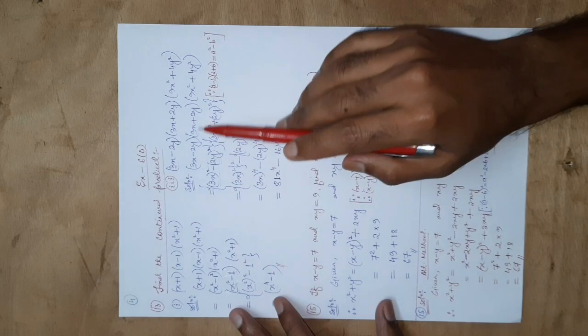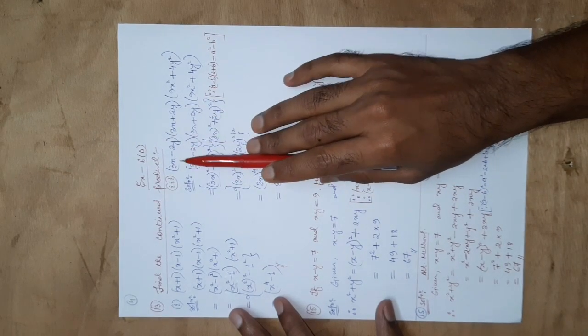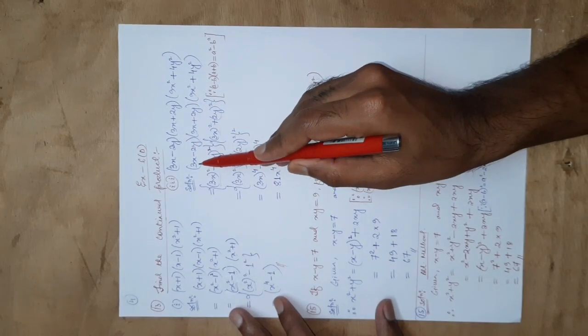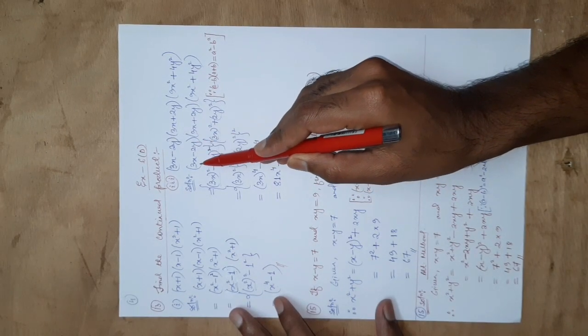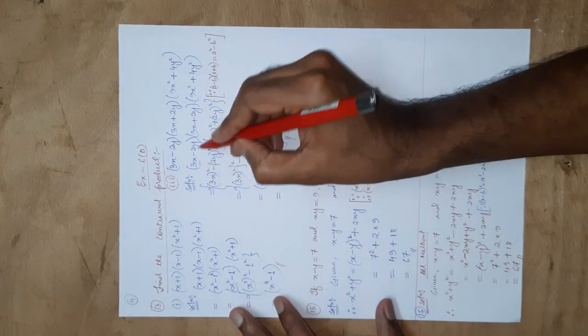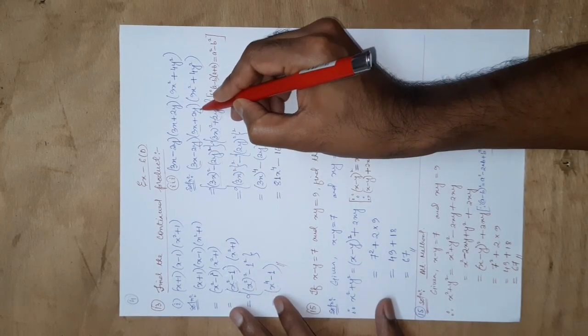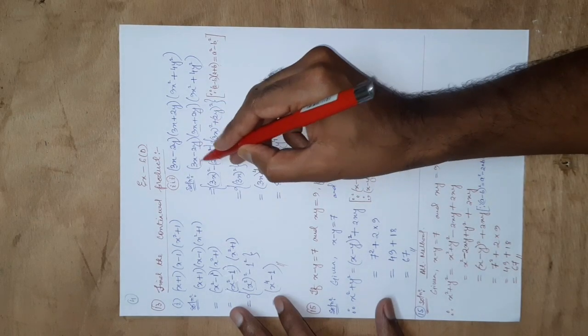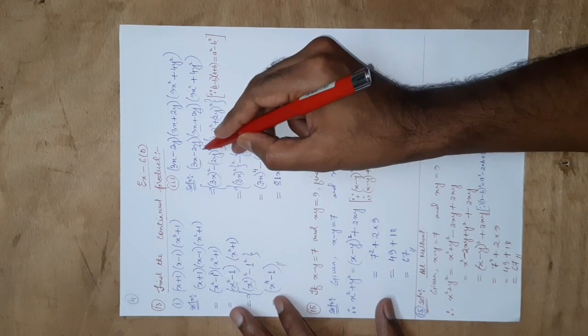If you see the first 2, 3x minus 2y and 3x plus 2y, if you consider this as a and this as b, it is again in the form of a minus b into a plus b. So a square minus b square.